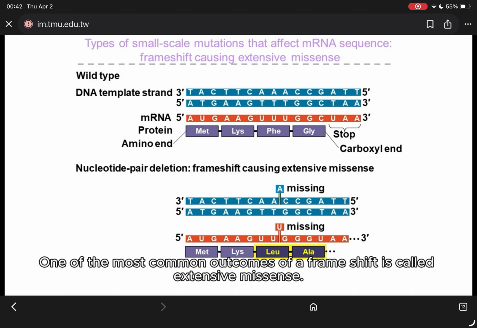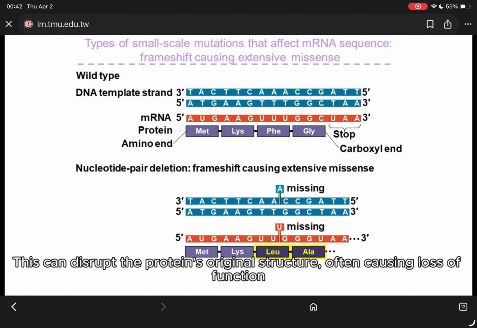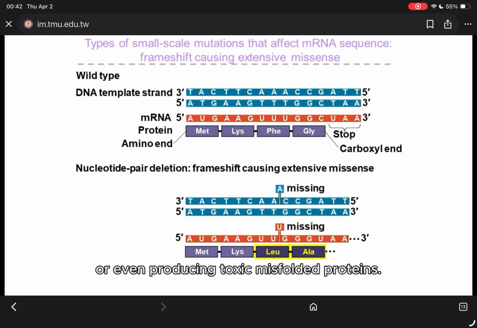One of the most common outcomes of a frame shift is called extensive missense. This means that from the mutation site onward, nearly all the codons are mistranslated, producing the wrong amino acids. This can disrupt the protein's original structure, often causing loss of function or even producing toxic misfolded proteins.